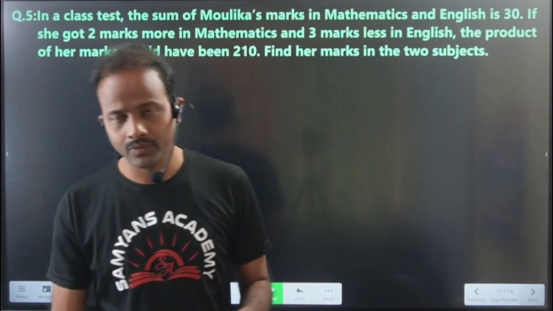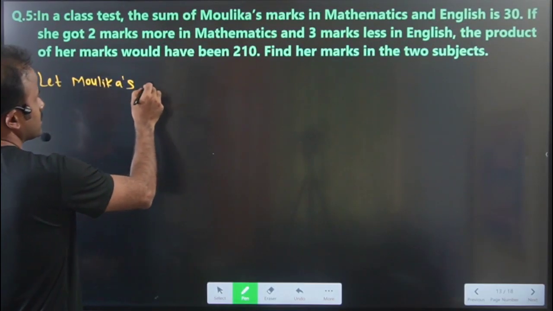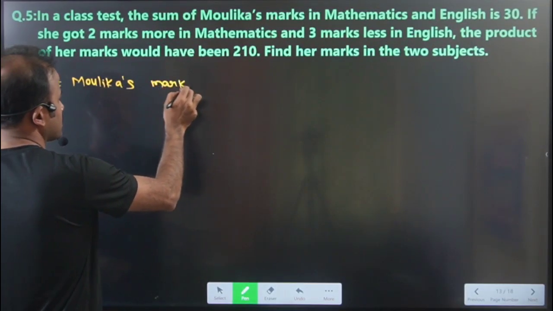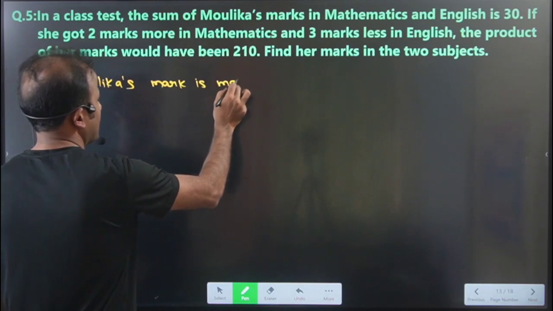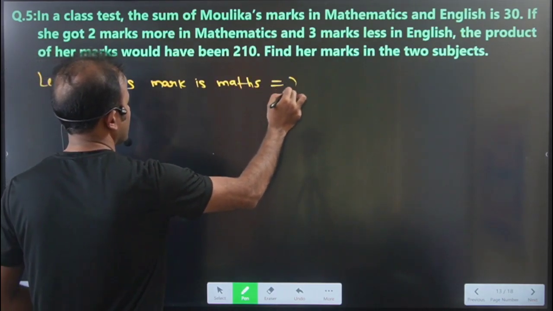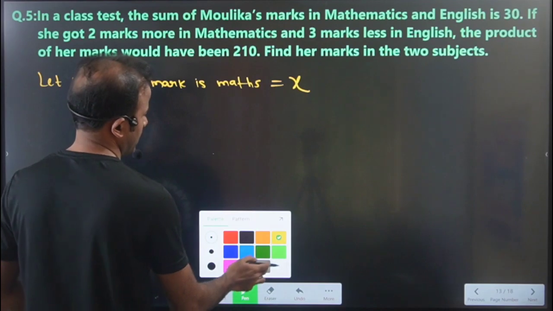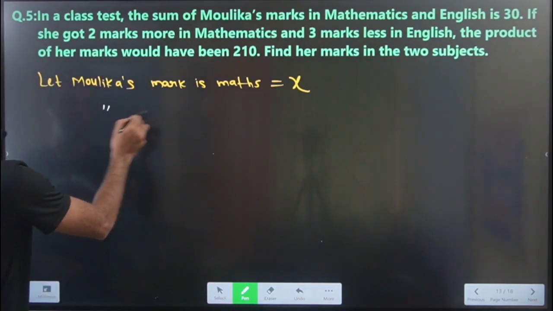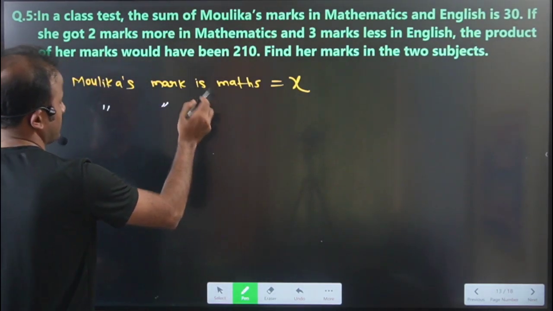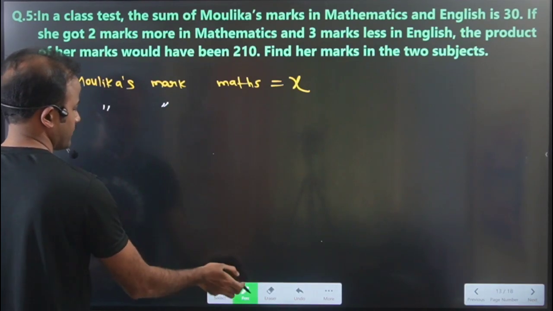Okay, let Maulika's marks in maths equal x, right? Then Maulika's marks in maths.